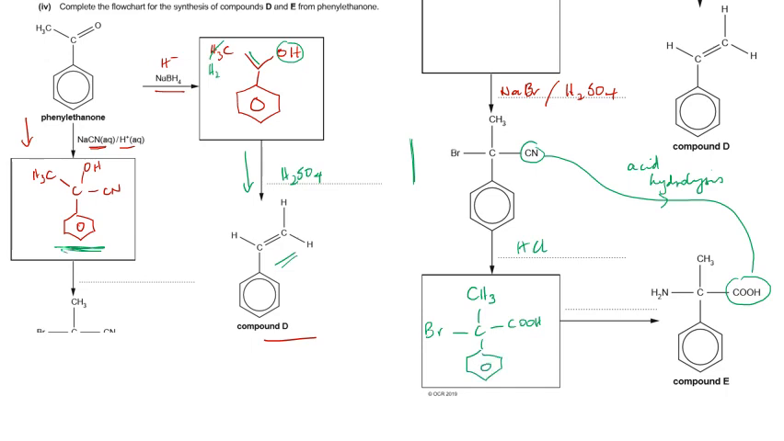Okay, and lastly, we're going to swap out our bromine for an amino group by substitution, and we do that with ammonia in ethanol. Like so, and once we do that, we've got compound E.